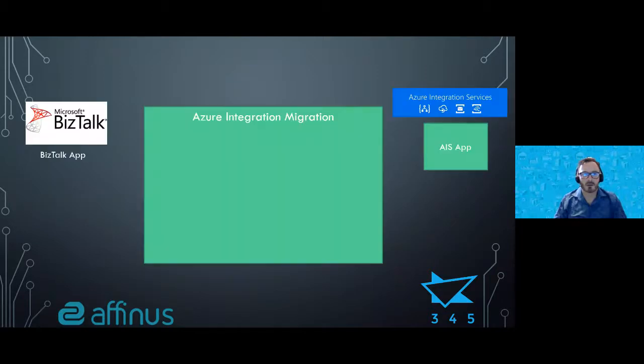So let's say on the left-hand side of this diagram, you've got your BizTalk app that you want to migrate, and on the right-hand side, there's the integration app in Azure that you want out of this. And in the middle, we've just got this big blob, which is the Azure integration migration. One of the things you'll notice from the apps is that everything is prefixed with AIM, and that's because that stands for Azure Integration Migration.